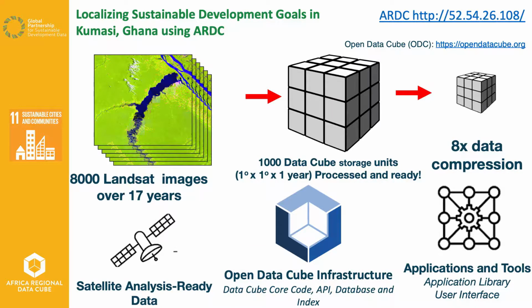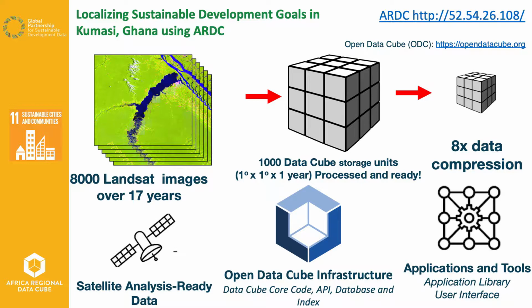This is just a pictorial presentation of what the Africa Regional Data Cube is all about. We have 8,000 Landsat images covering over 17 years. And then we have 1,000 data cube storage units, which are processed and ready for analysis. And then this is compressed further, about 8 times, for storage purposes. And we then use the Open Data Cube infrastructure that was developed by the Australians to make this data available and analysis ready. And you can run a number of algorithms using an online user interface.